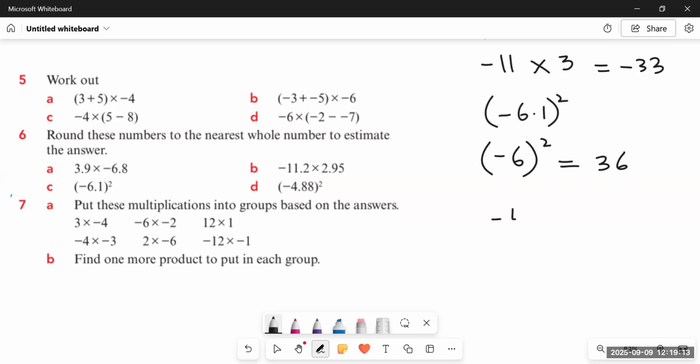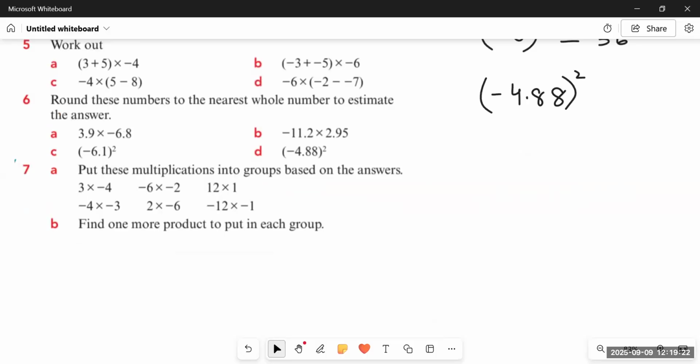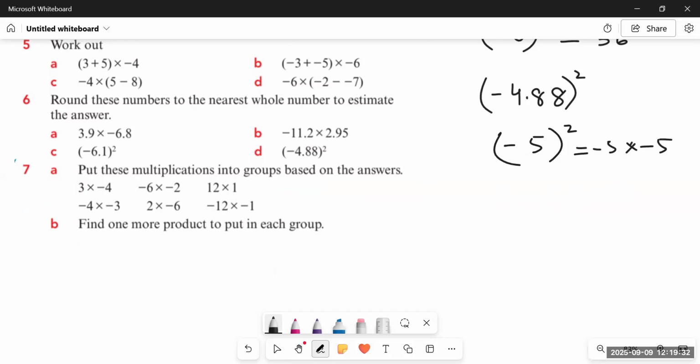Similarly, minus 4.88. We are not going to look at the second decimal place. We will look at the first decimal place only. So it would be minus 5 to the whole square. And since it's minus 5, the square of minus 5 would be minus 5 multiplied by minus 5, which is positive 25. Okay, now let's move to question number 7.